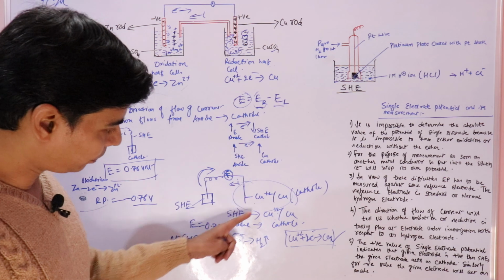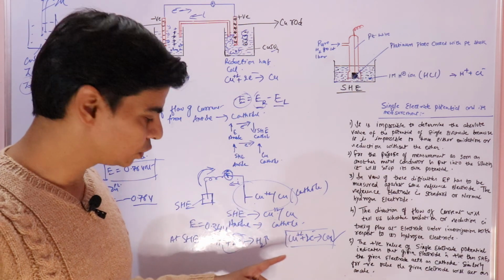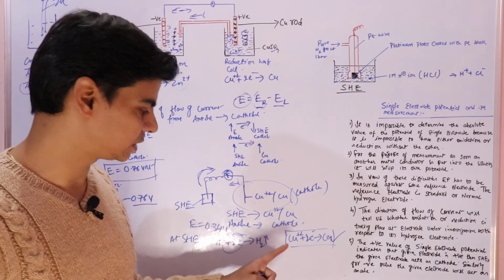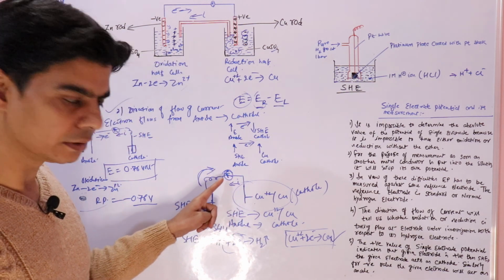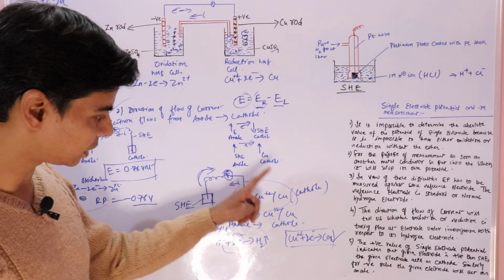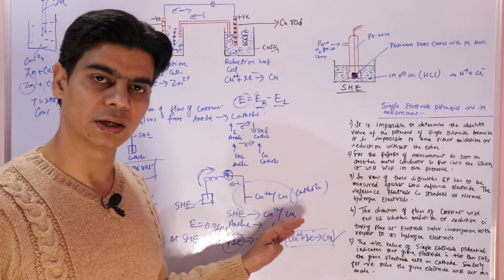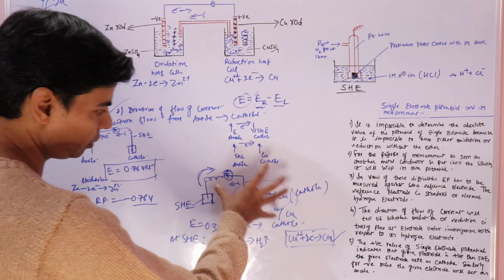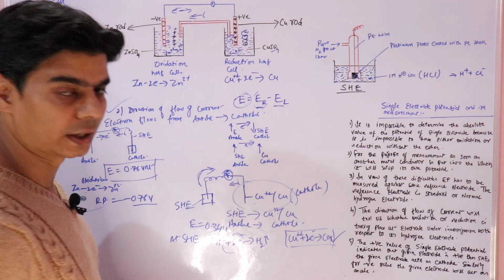So copper is undergoing reduction, right? So the electrode potential of this copper is due to the reduction reaction. So whatever is the reading here, the reading was 0.34, was due to the reduction potential that is occurring at copper electrode, right? So we call it the reduction potential of copper with respect to standard hydrogen electrode.